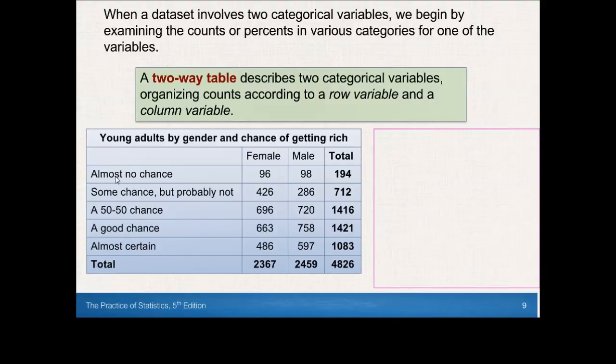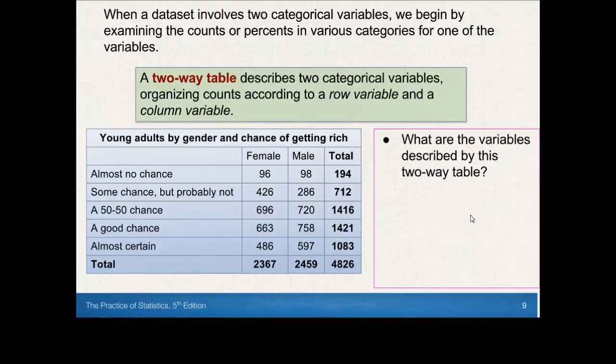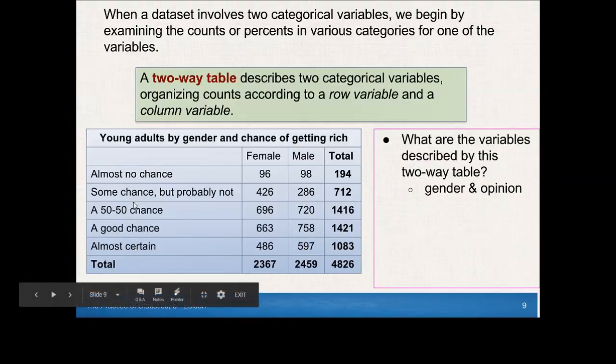And we have the values of almost no chance, some chance but probably not, 50-50 chance, a good chance, and almost certain. So the first question is, what are the variables described by this two-way table? Well, the variables are gender, so we have male or female, and we have opinion. That would be the opinion for these categories.